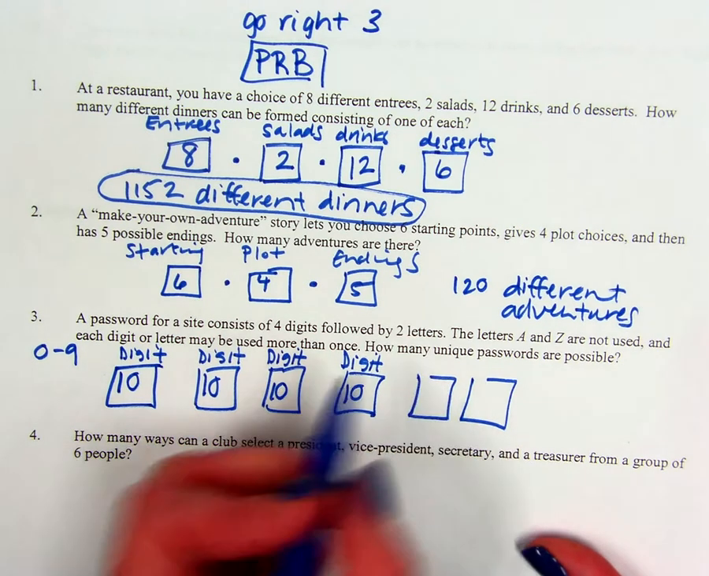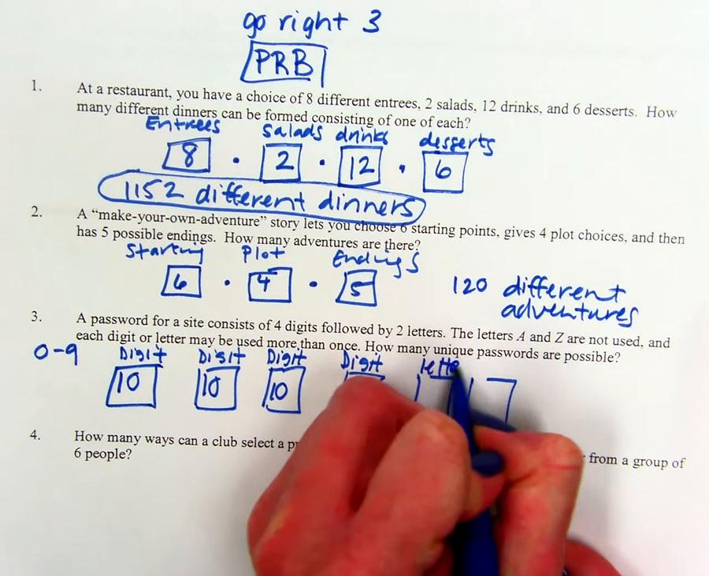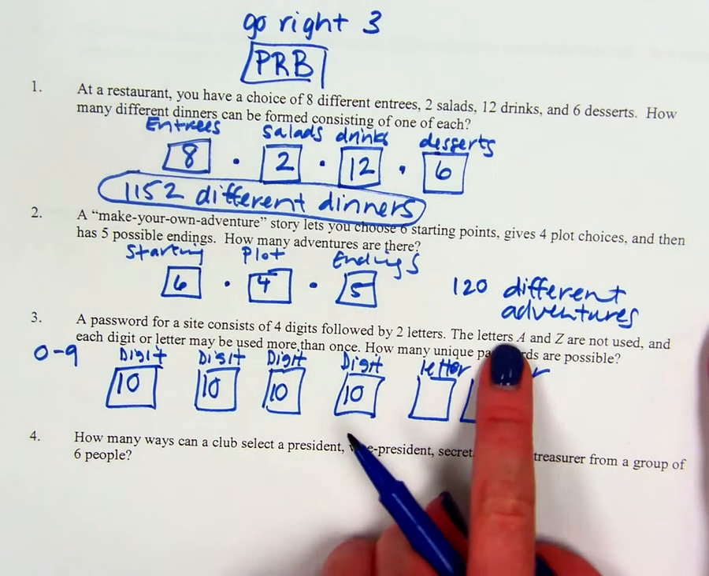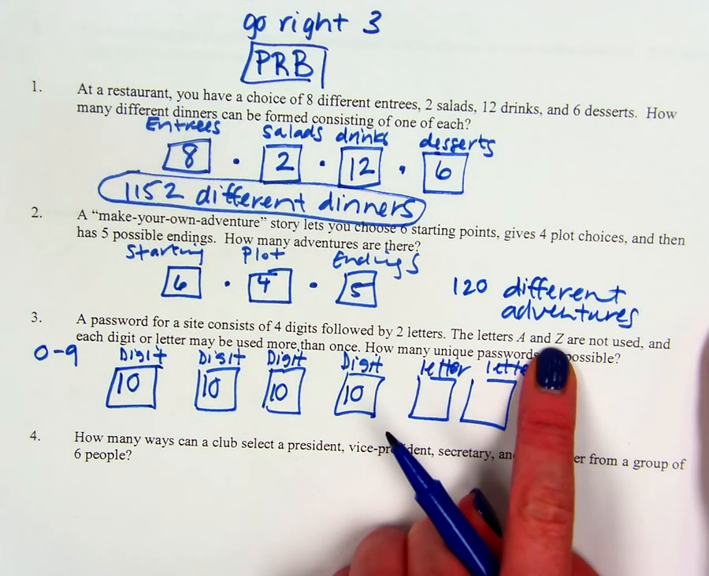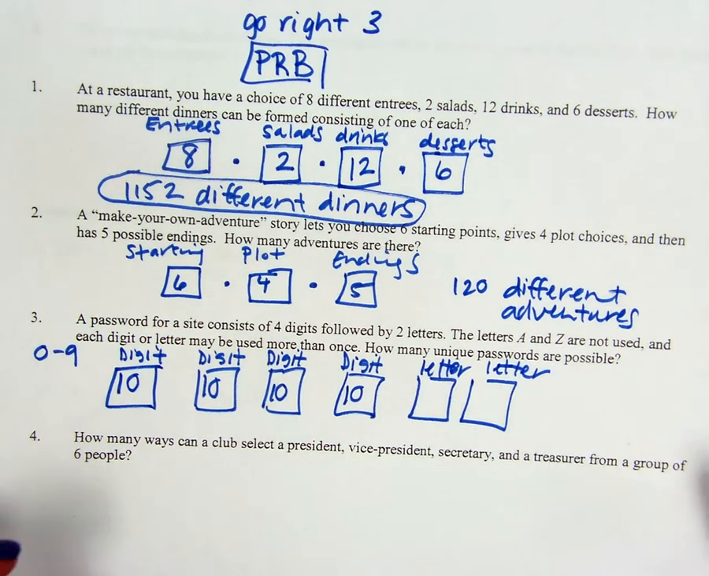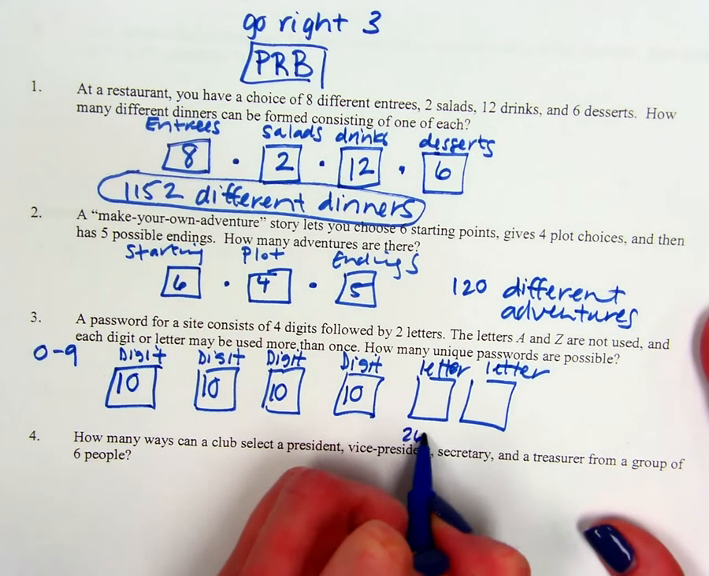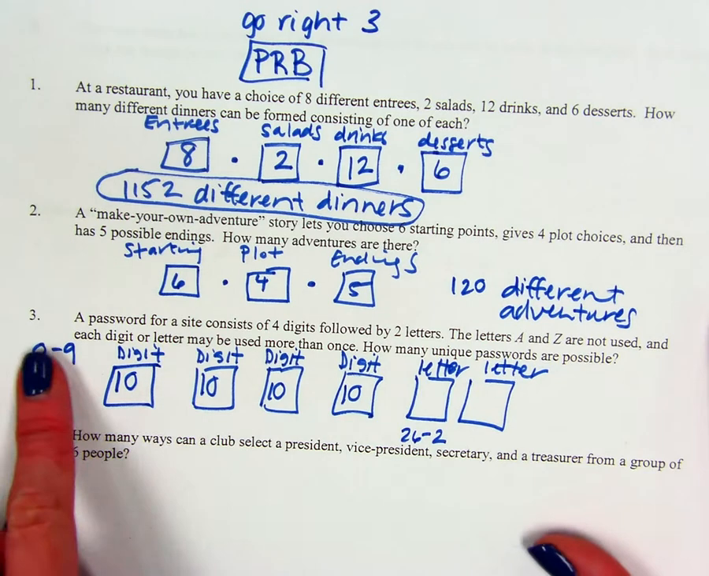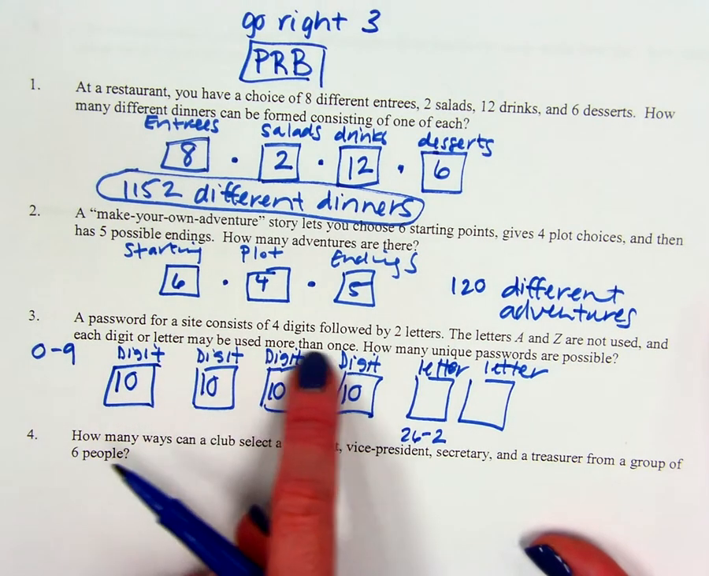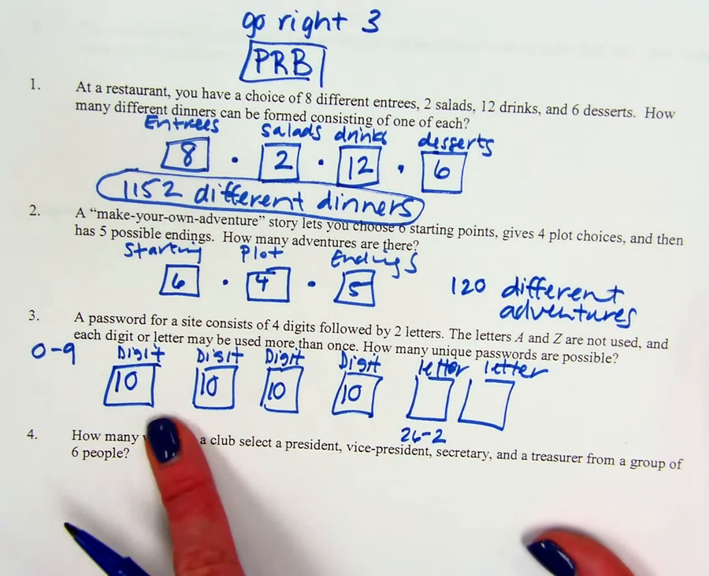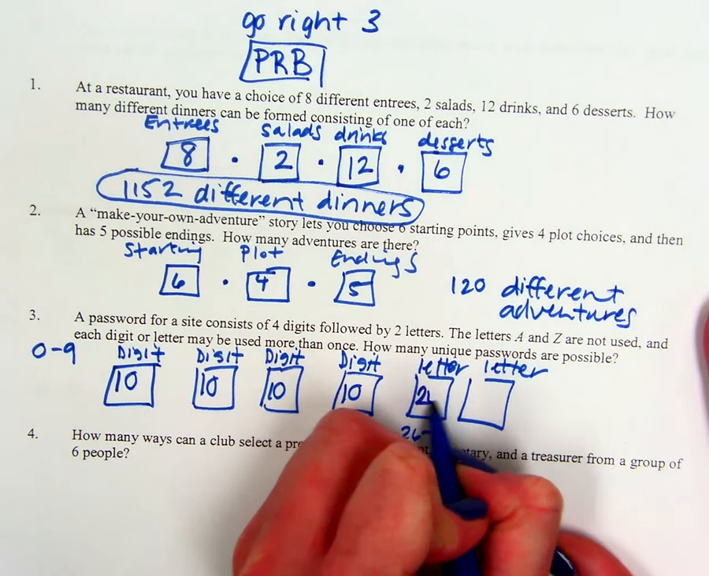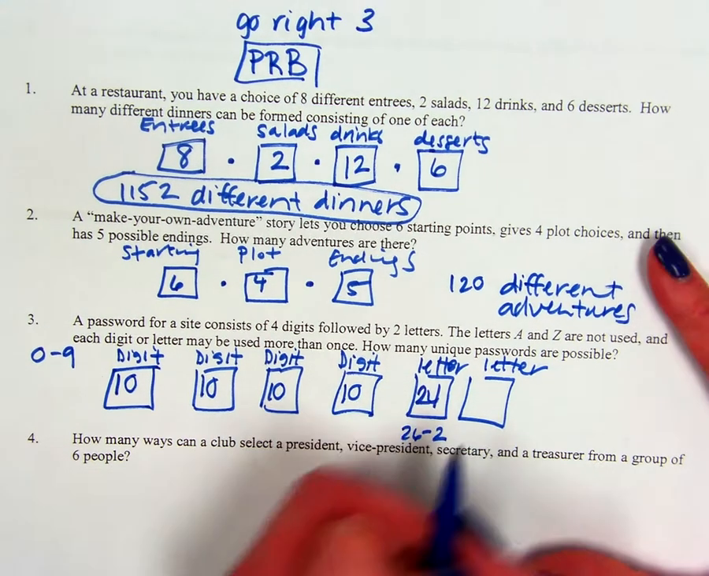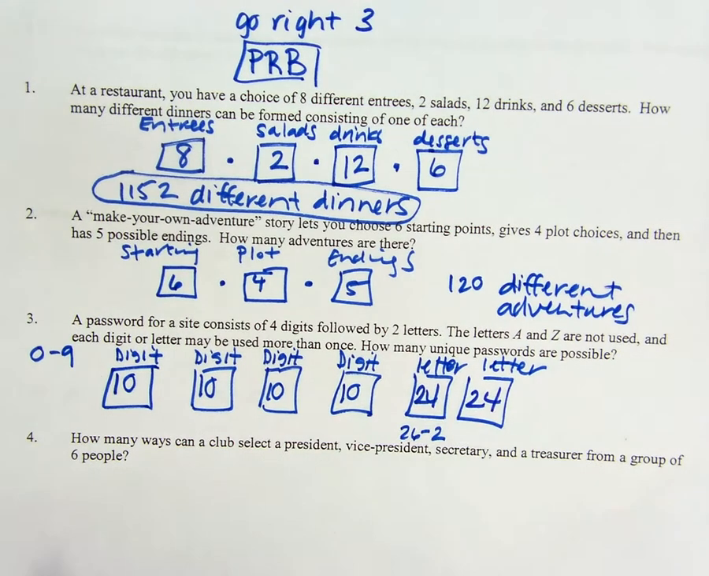And then the last 2 are our letters. But these directions are a little bit different. It says letters A and Z are not used. So if we have 26 letters in our alphabet, and we're not using A or Z, that's going to be 26 minus 2. And the directions say the letters may be used more than once. So same thing again with our digits. If we have 24 letters the first time, if we pull out the letter A, we're going to put the letter A back in for our choices. So we still have 24 options.